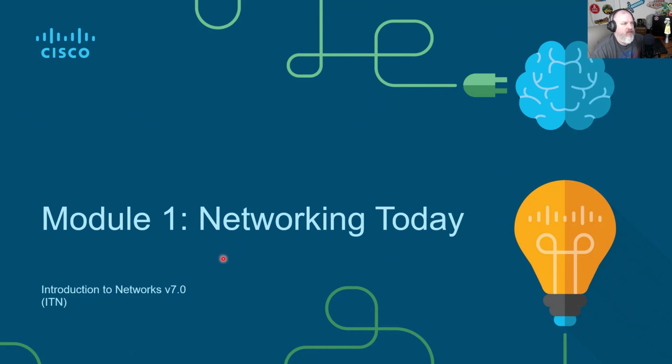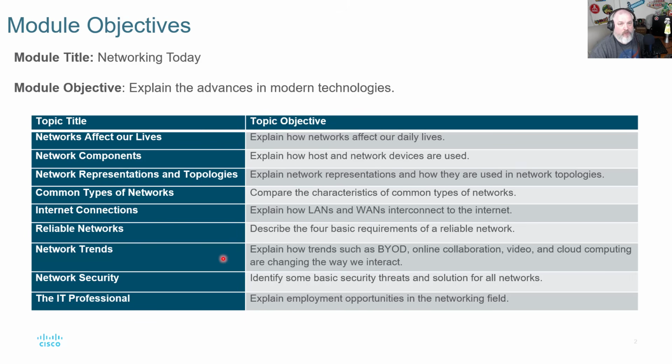Module 1, Networking Today. Some of the things that we're going to cover in this module are how networks affect our lives, network components, network representations and topologies, common types of networks, internet connections, and reliable networks. You're going to need to describe the 4 basic requirements of a reliable network. Network trends: explain how trends such as bring your own device, online collaboration, video, and cloud computing are changing the way we interact. Network security, and the IT professional: explain employment opportunities in the networking field. That's all covered in this networking course.